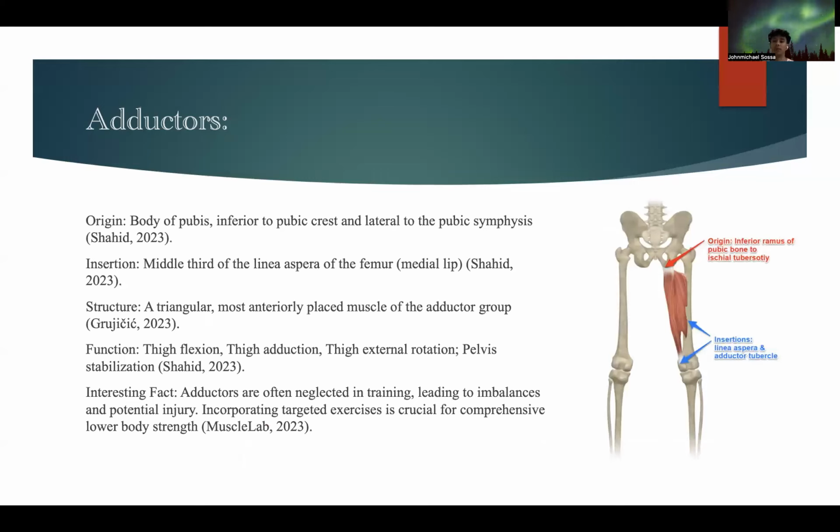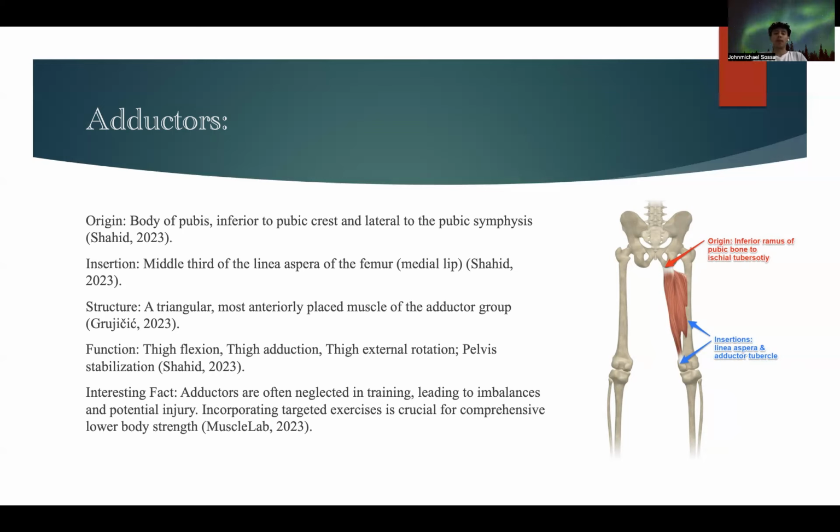Moving on with the next muscle group, adductors. The origin of the adductors is the body of the pubis, which is inferior to the pubic crest and lateral to the pubic symphysis. It inserts into the middle third of the linea aspera of the femur, which is the medial lip. The structure of the adductor muscle is that it has a triangular structure, mostly anteriorly placed in the adductor group.